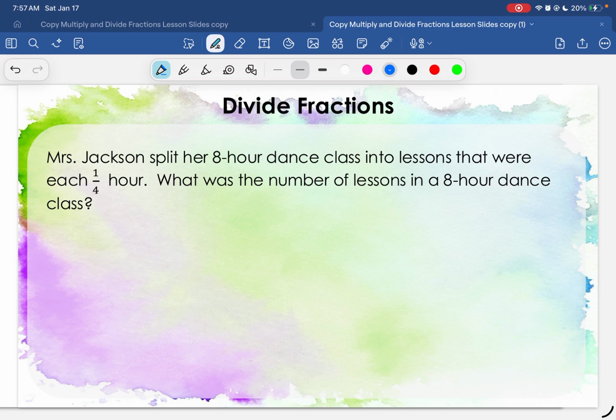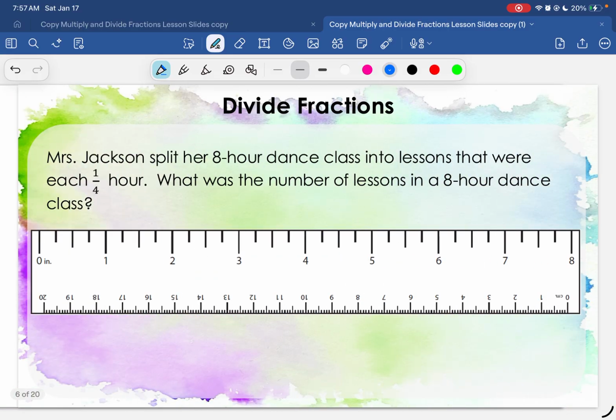So what I do is I use a ruler. I think it's very helpful. So my ruler goes to 8, which represents the 8 hours. But it says each fourth of an hour. So that's 1/4. So in between 0 to 1 hour, or the first hour, there's actually 4 groups. Same thing for the rest. You just keep going. I'll go as fast as I can.